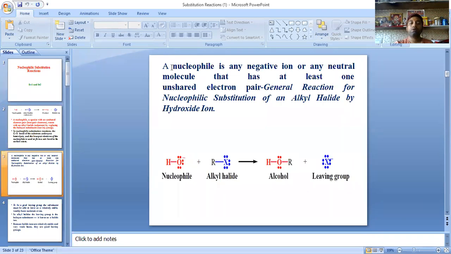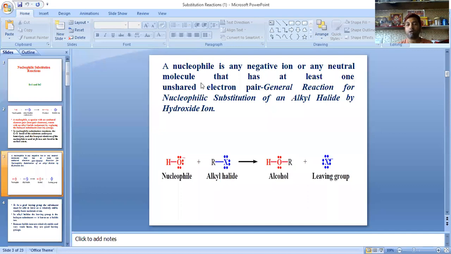Okay. So a nucleophile is any negative ion or any neutral molecule. It may be negative or it may be neutral. A nucleophile is any negative ion or any neutral molecule that has at least one unshared electron pair.